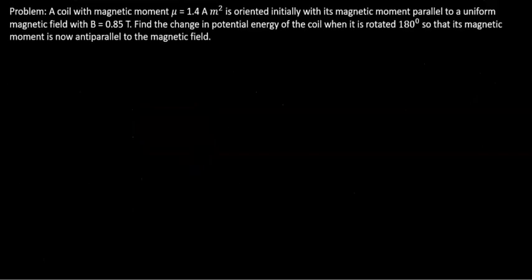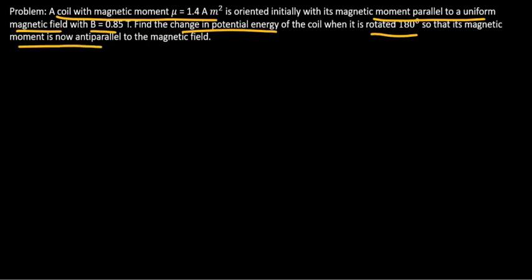Problem 2. A coil with magnetic moment 1.4 ampere meters squared is oriented initially with its magnetic moment parallel to a uniform magnetic field with strength 0.85 Tesla. Find the change in magnetic potential energy of the coil when it is rotated 180 degrees, so that its magnetic moment now is anti-parallel to the magnetic field.